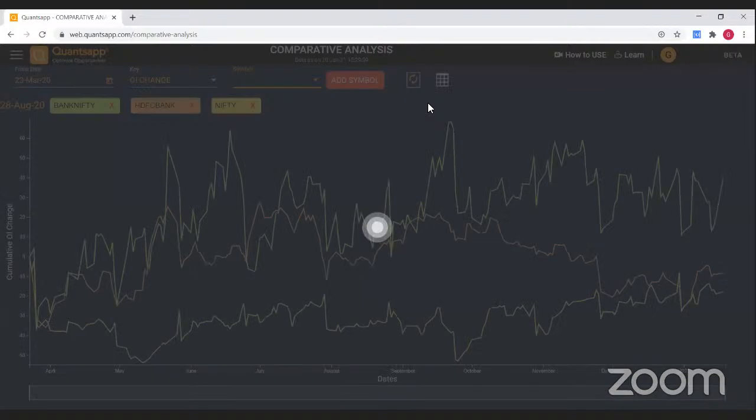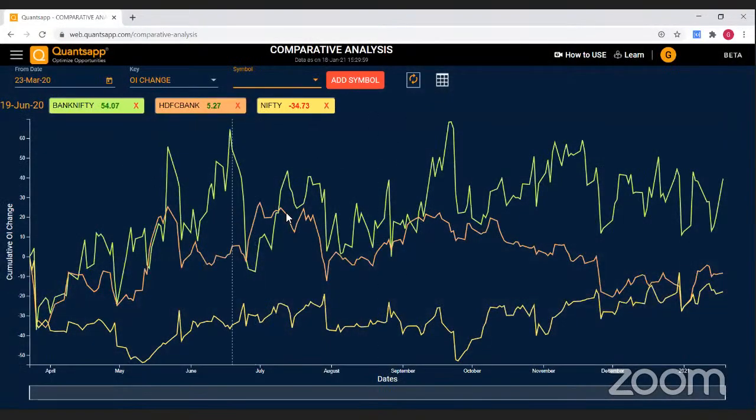To remove this. So this is the rollover data, rollover change, OI change data. Sorry, not rollover. This is OI change data. Here you can see how the OI has changed, whether it's declining or on the increasing side for any of the stocks or the indices.